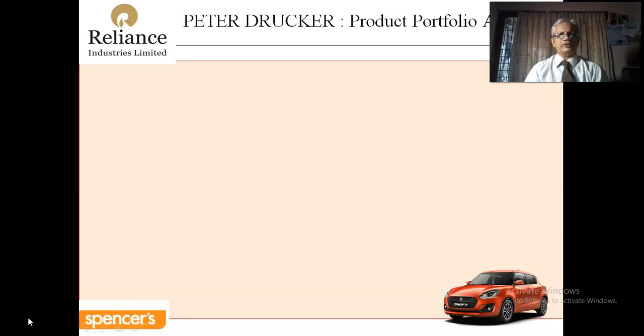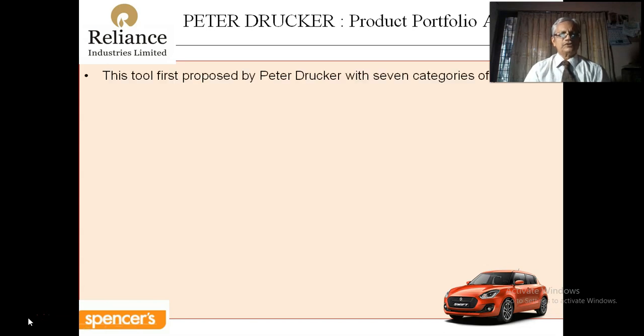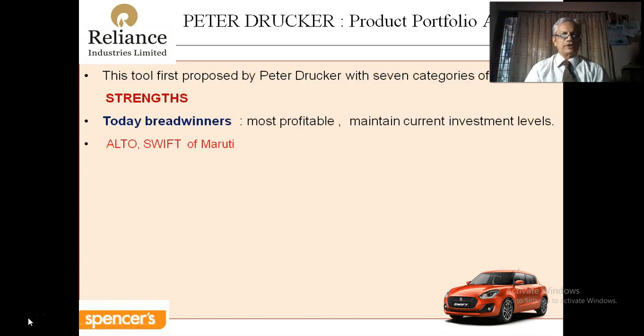Peter Drucker actually started this concept called product portfolio analysis, where he grouped the products or businesses into 6 different categories. The first group is called the strengths category. Let us see the 3 products under the strengths category. One is called today's breadwinners. That is, they are the most profitable today, and we have to maintain a good investment to keep things moving. The Alto and Swift cars of Maruti come under this category, that is, today's breadwinners.